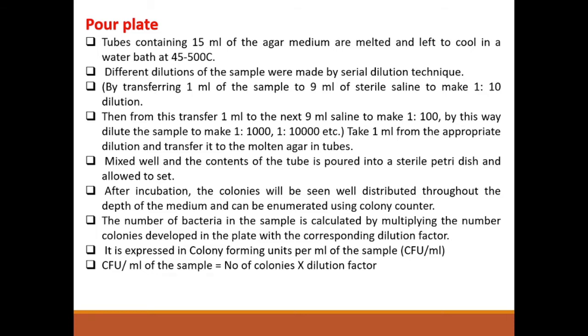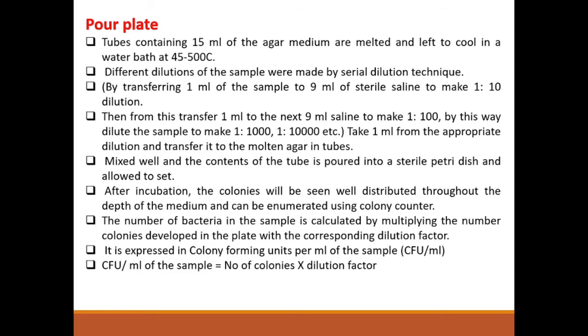The first tube is the 1:10 dilution, or 10 raised to minus 1 dilution. Take 1 ml from the 10 raised to minus 1 dilution and add it to the next 9 ml of saline. It is already a 1 by 10 diluted sample, and we are adding it to 9 ml, so the total makes 100. That is 1 in 100, or 1 by 100, or 10 raised to minus 2 dilution.